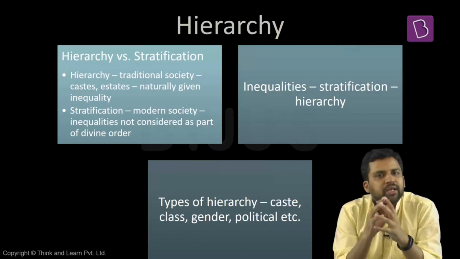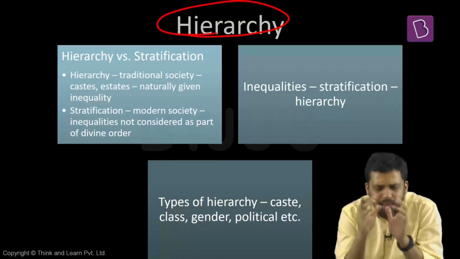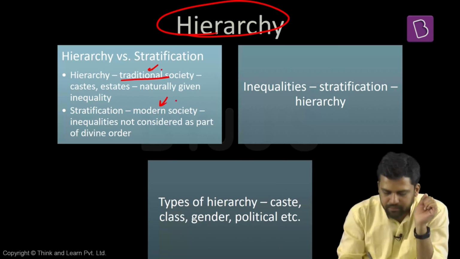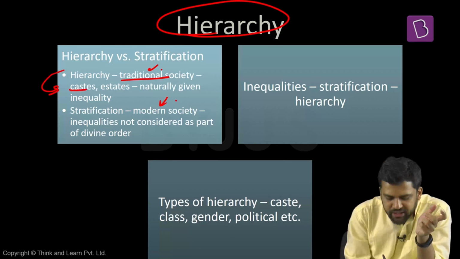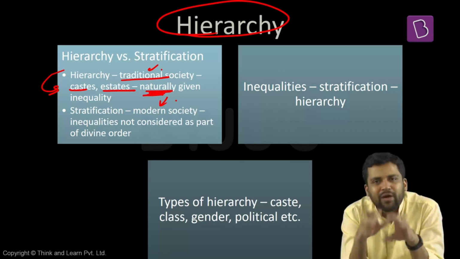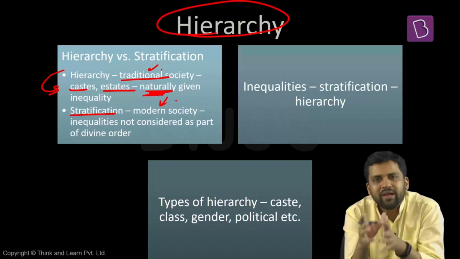Now the next important concept that we'll understand is the concept of hierarchy. What is the meaning of hierarchy? It was felt that hierarchy prevailed in traditional societies, while stratification is a feature of modern societies. Hierarchy in traditional society means hierarchy of estates, hierarchy of castes. This hierarchy was assumed to be natural. It was legitimized as something which is natural. Stratification, on the other hand, was felt to prevail in modern societies.